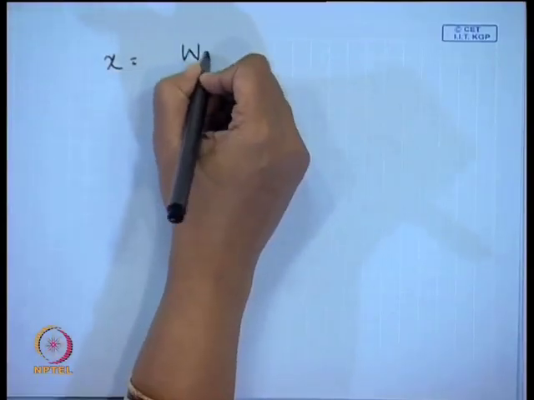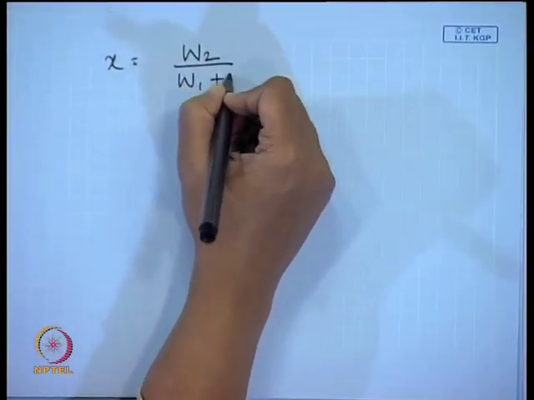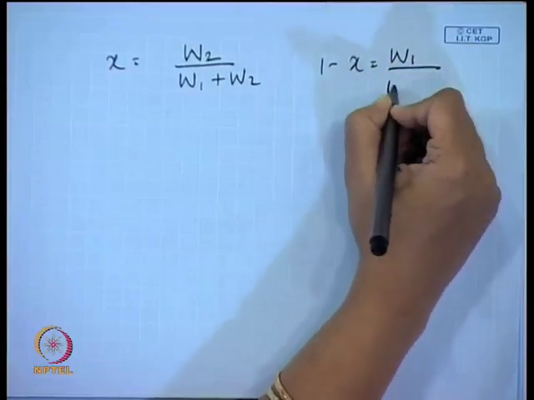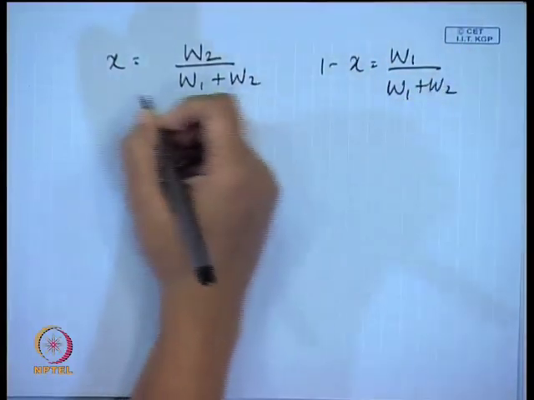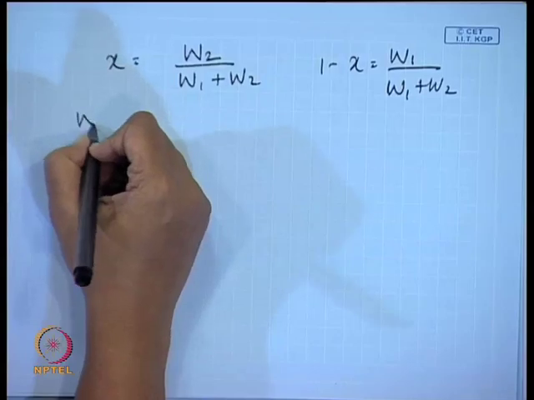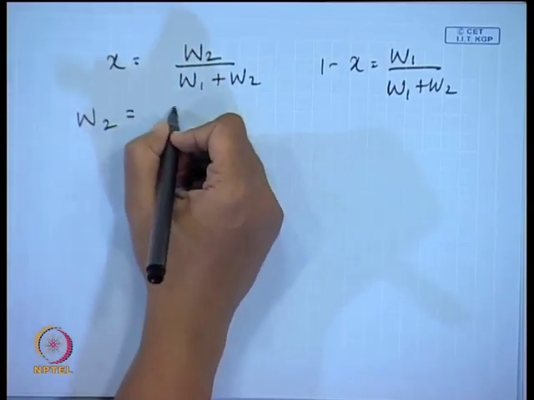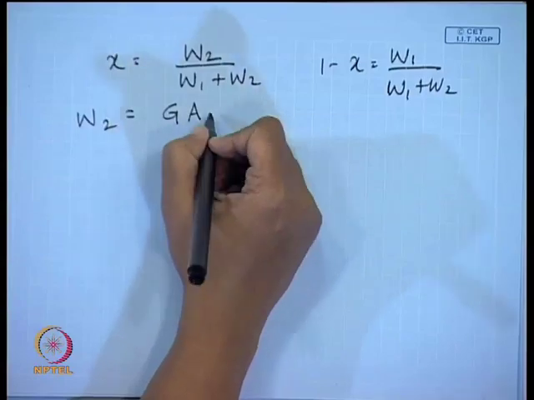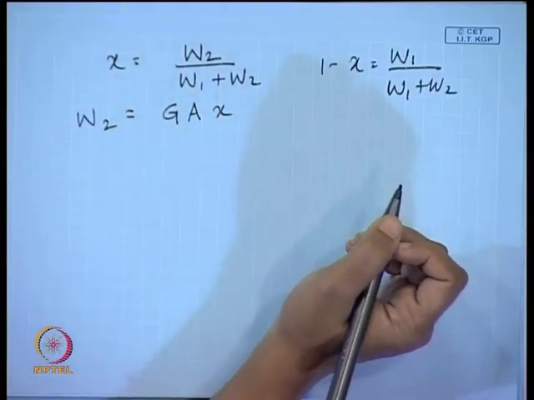For example, let me tell you, as I have already mentioned, your x equals W2 by W1 plus W2, 1 minus x equals W1 by W1 plus W2. Okay. So, therefore, I can write down W2, it is nothing but equal to your G into A, this is nothing but W into x, isn't it?